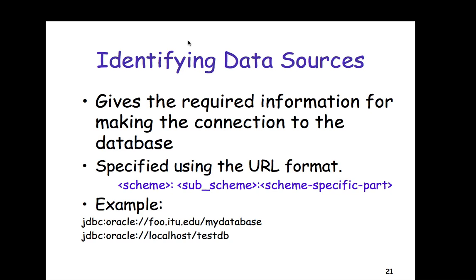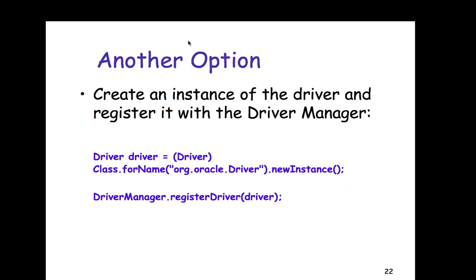So in terms of identifying the data source, this is the easy part. Get the required information for making the connection to the database, specify the URL, and here's an example down here where we've got JDBC colon Oracle, and we have two internet locations, and the internet locations are going to be where the database is. We're working on the assumption that the database is not running on the same computer as the application, because if that were the case, why would we even have to use JDBC anyway? So what we're doing is kind of looking at a real-world environment in which we don't necessarily own the database, but we have connectivity to it.